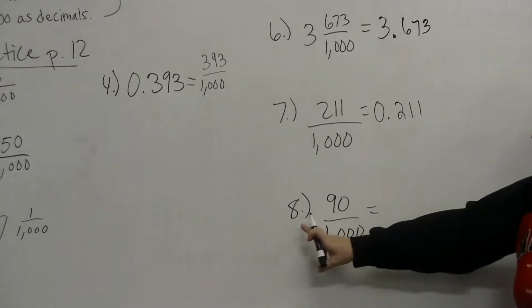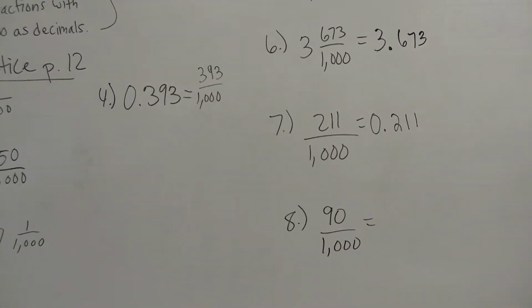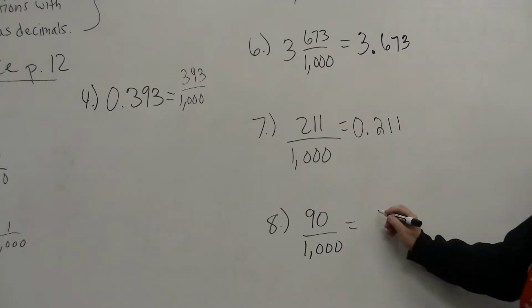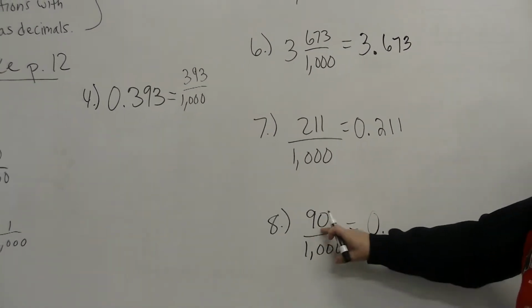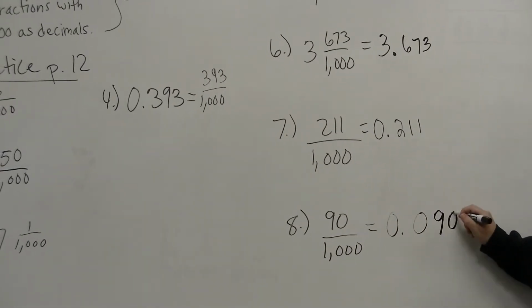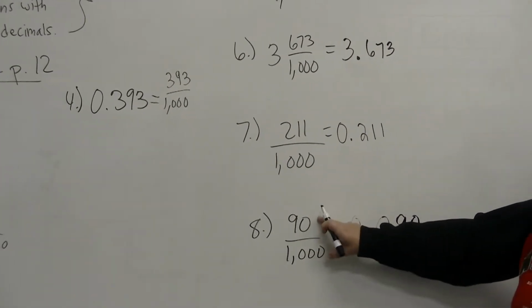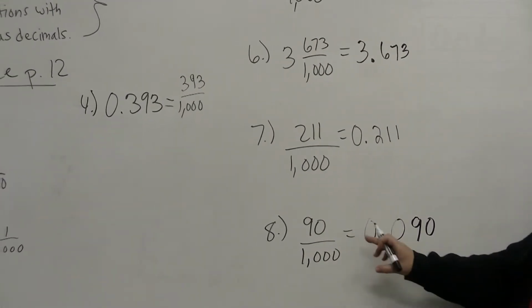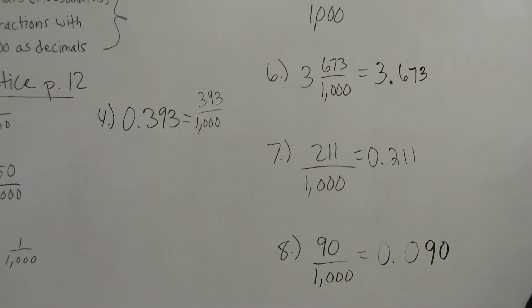Our last one here, number 8. 90 over 1,000. How do I read it? 90 thousandths. Put my 0, put my decimal. Now this time I only have 2 digits, so I know I'm going to need to put a 0 in first. If you're not understanding this, use your chart and read it. 90 and thousands. You know that 0 has to go in the thousands place, and then work your way back to the left. All right, 5th grade, that's our practice for today.